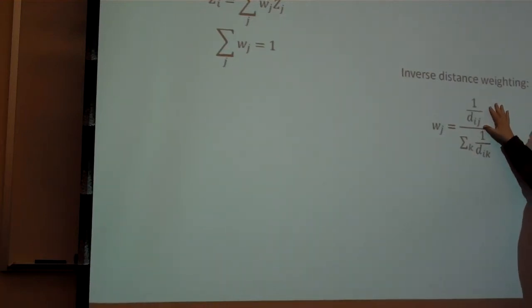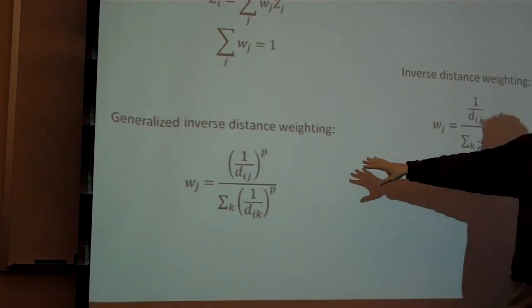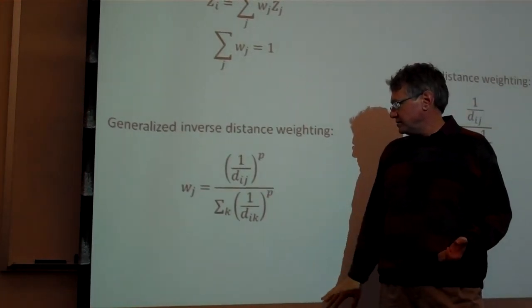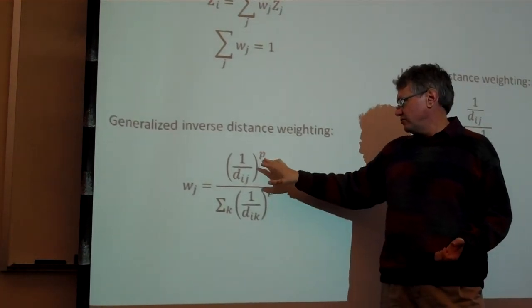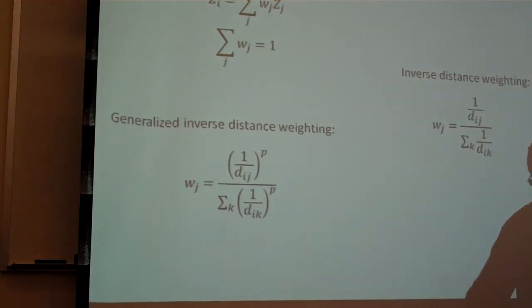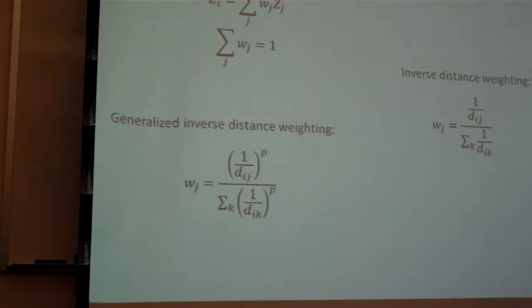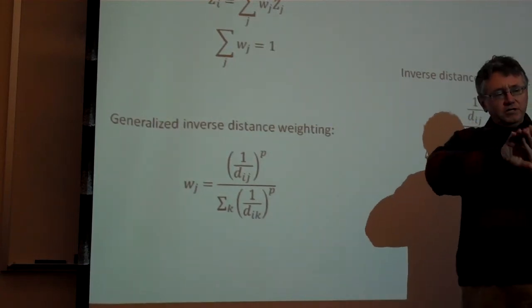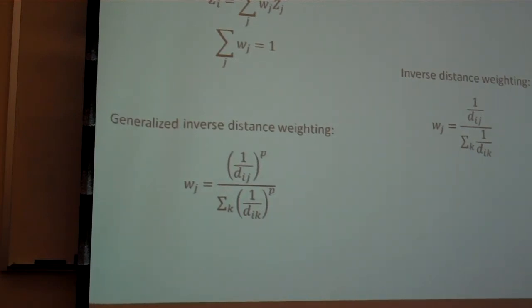Now, it actually can be generalized. You can put an exponent around this. Okay, so first of all, if P is 0, then in fact 1 over d to the 0 is 1, so that weights all points equally. So you actually can get, let's forget about spatial pattern, just the average concentration across the whole study site.